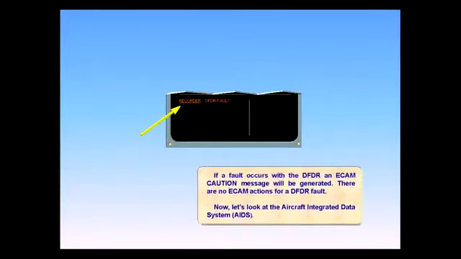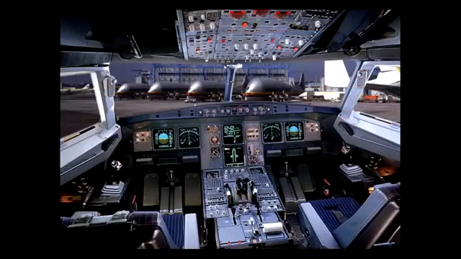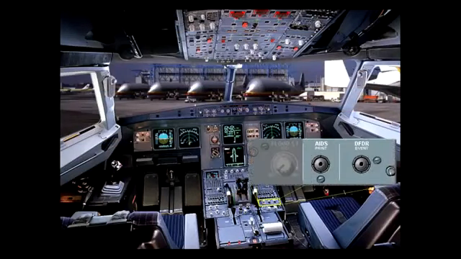Now, let's look at the Aircraft Integrated Data System, AIDS. To assist in aircraft maintenance, various aircraft systems are monitored by an Aircraft Integrated Data System, or AIDS. The data is automatically printed out for various flight phases by the onboard printer located on the center pedestal. If required, the pilots can press an AIDS Print push button located on the center pedestal to take an instantaneous snapshot of the various system parameters.